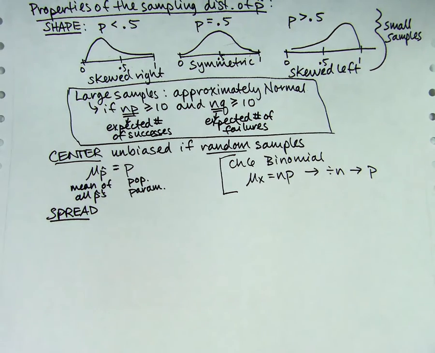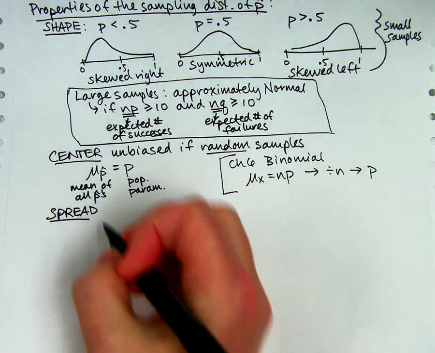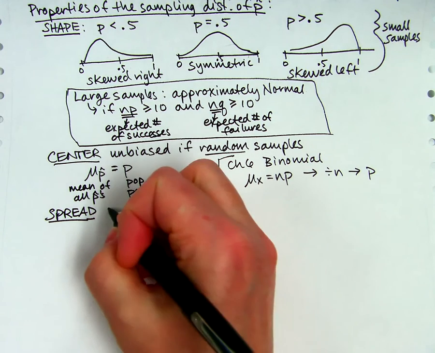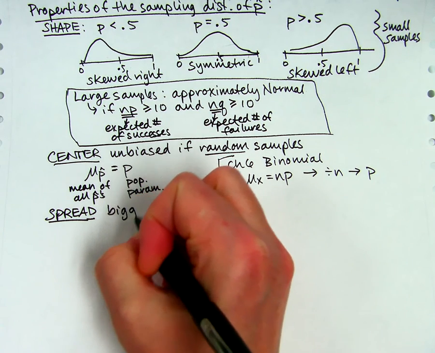Okay, so let's think about this. If you do a bigger sample, then you are more likely to predict your population well than if you do a smaller sample. And that's where the spread comes in. Bigger samples give you a smaller spread.